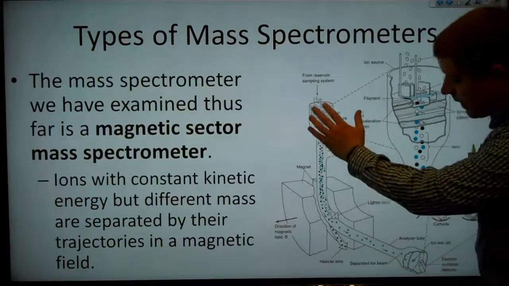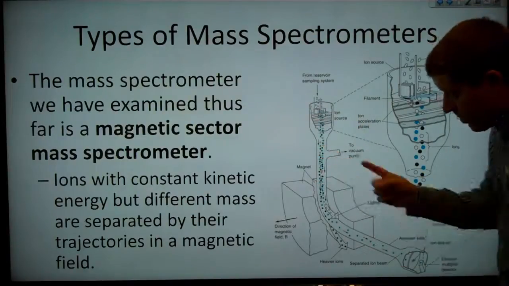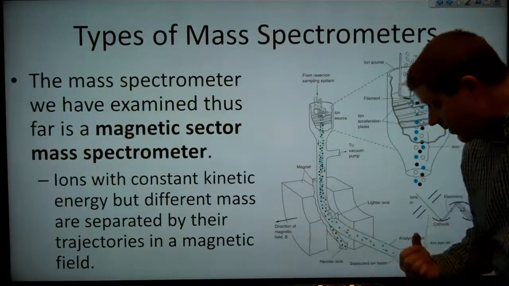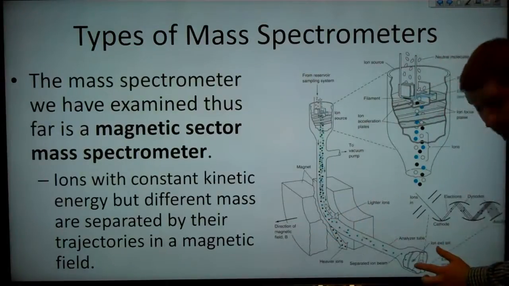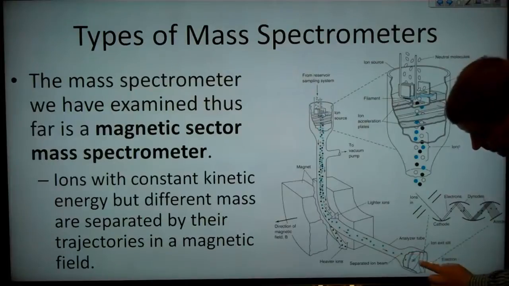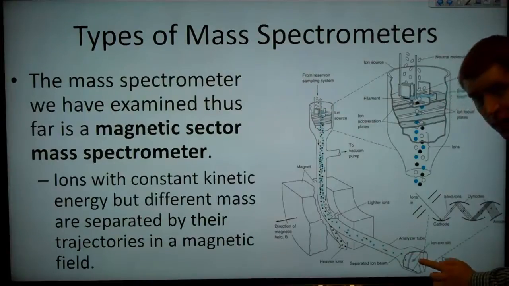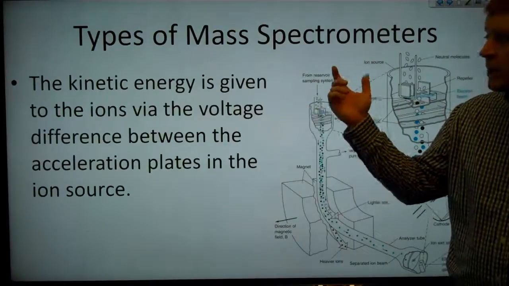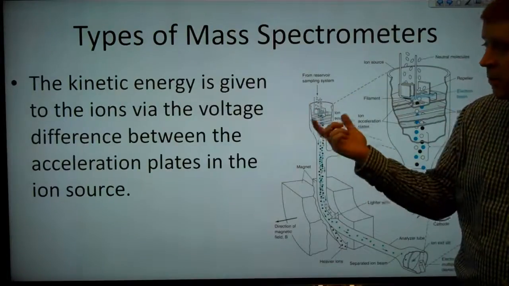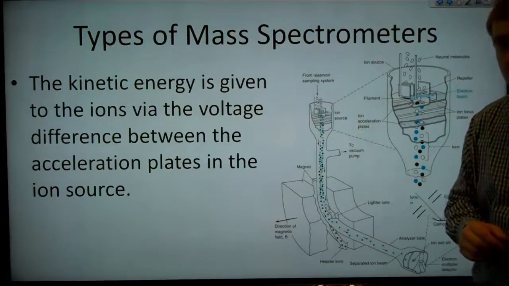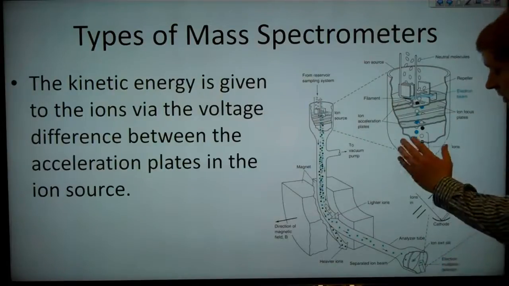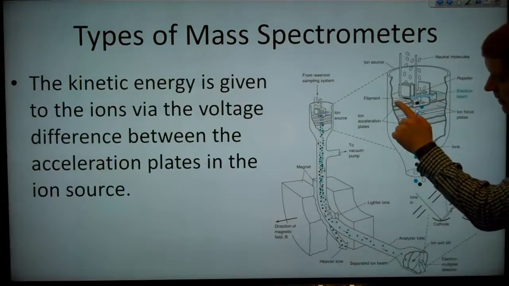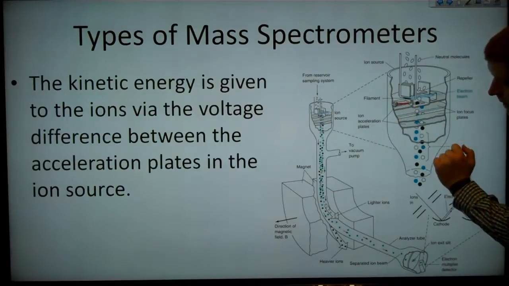And so we've got our ions coming out of our ion source. They pass through the magnetic field generated by our magnet here, and then they're separated by mass to charge ratio as they travel down the tube and strike the detector. So the kinetic energy is given to our ions via the voltage difference between the acceleration plates and the ion source. So again, you can see the ion source over here, and we have our ion acceleration plates here and here.